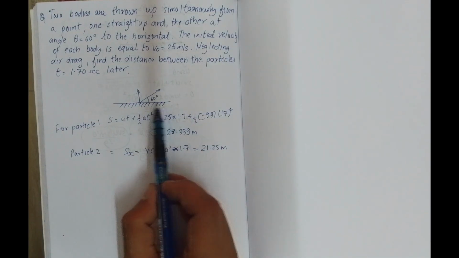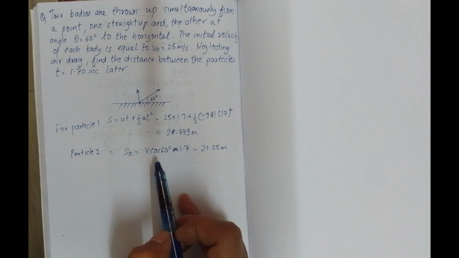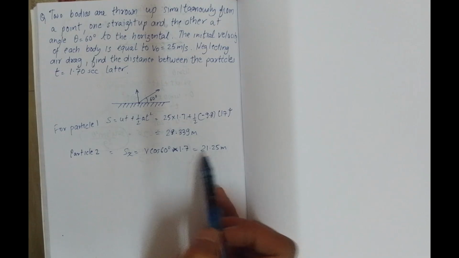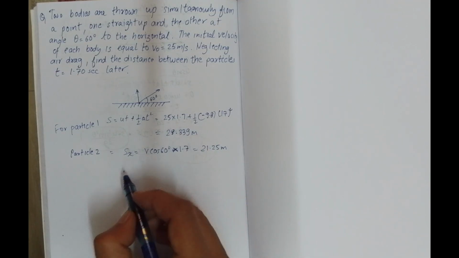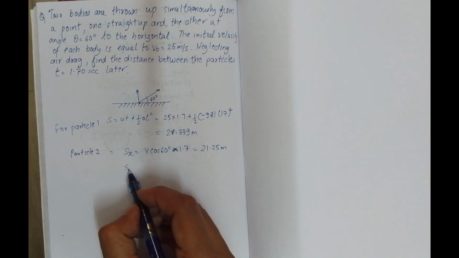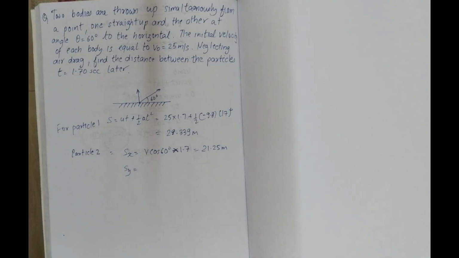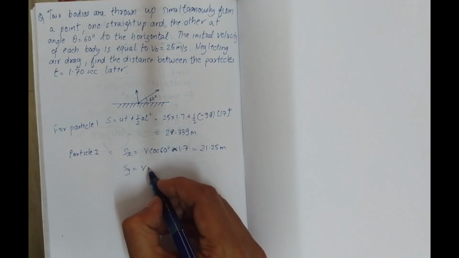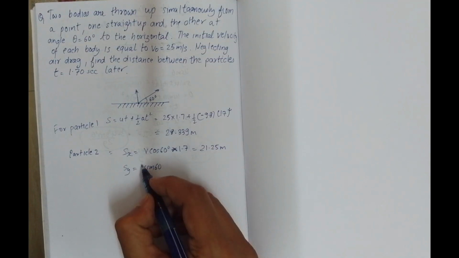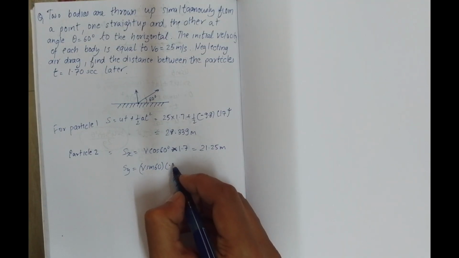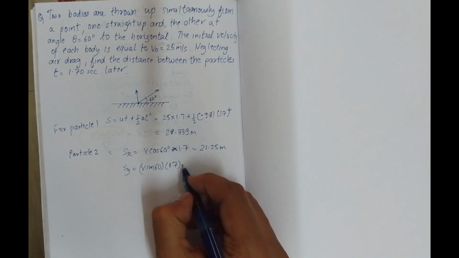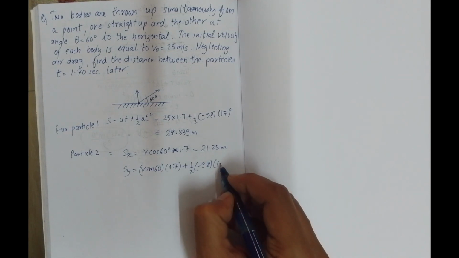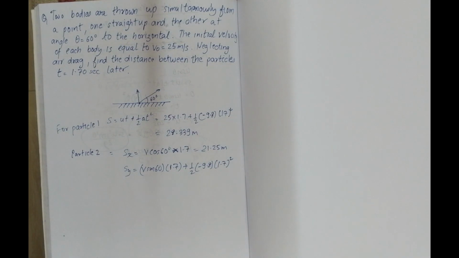We know that the horizontal component of the velocity is constant, so we just have to multiply the horizontal component with the time, which will give us the horizontal component of the displacement. Now let's come to the vertical component of the displacement, Sy. Again, in this equation we have to use V sine 60 into 1.7 plus half minus 9.8 into 1.7 square, right?